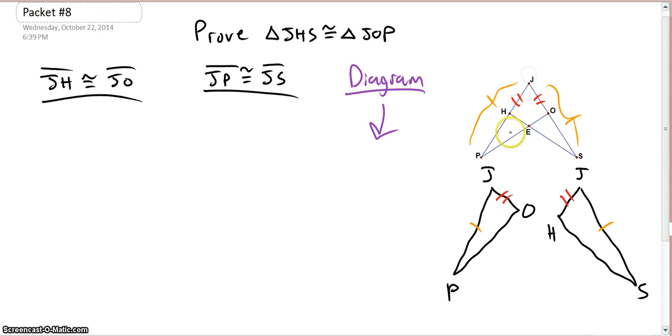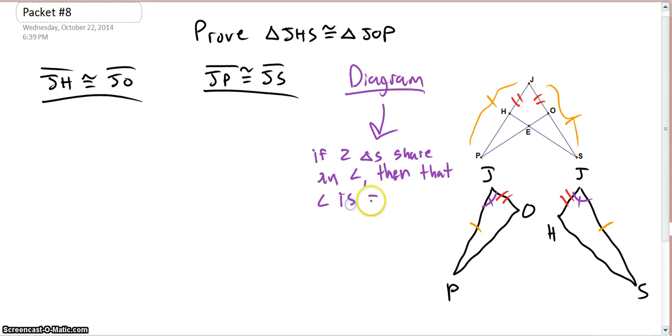Angle PJO is really the same thing as angle SJH. So I know that that angle is obviously going to be congruent to itself if it's the same angle. So we could say if two triangles share an angle, then that angle is congruent to itself, and that is on our conjecture sheet. So I would write in this box, if two triangles share an angle, then that angle is congruent to itself.